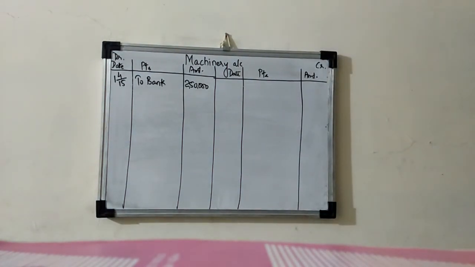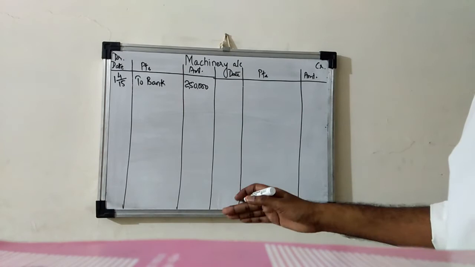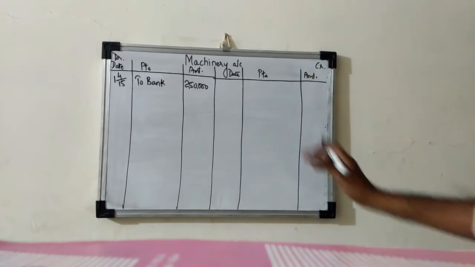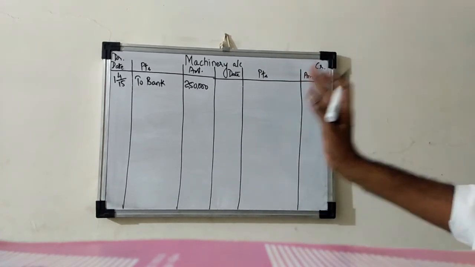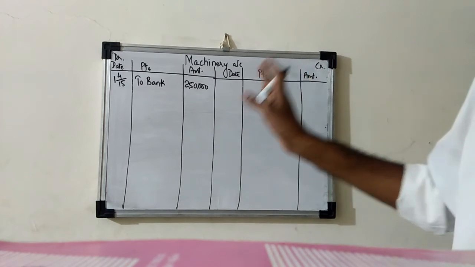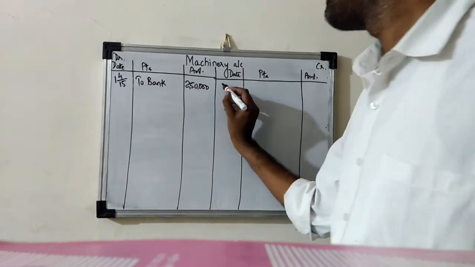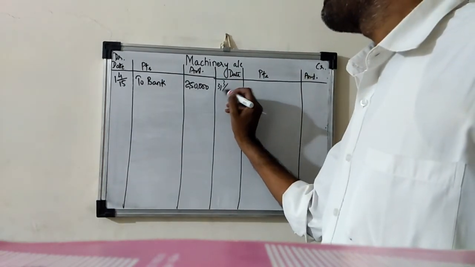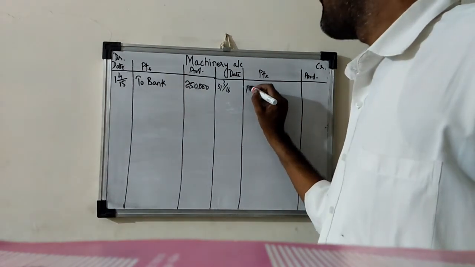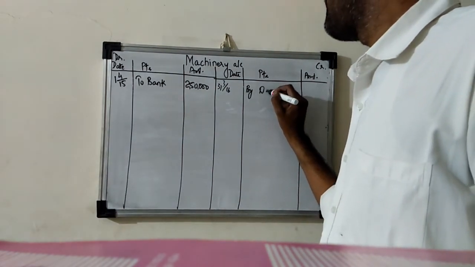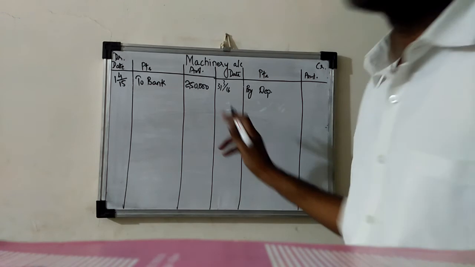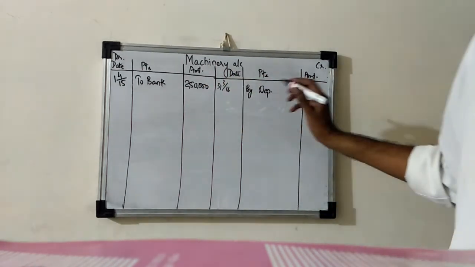Our second entry will be depreciation to machinery. Now machinery account is credited. Go to the credit side. Credited by depreciation account, 20% of 2,50,000.